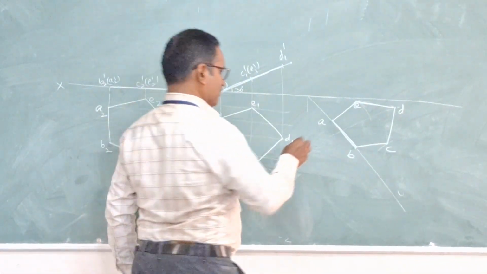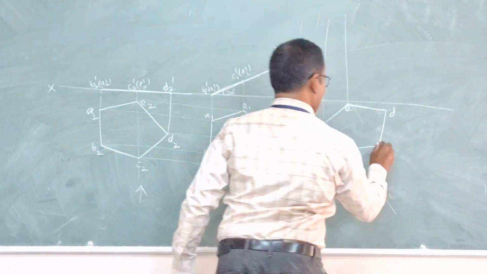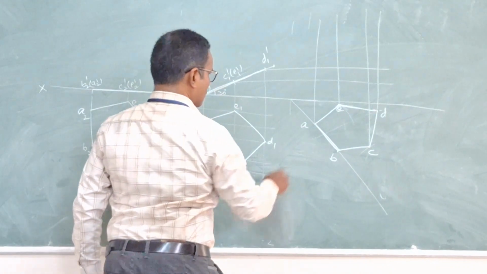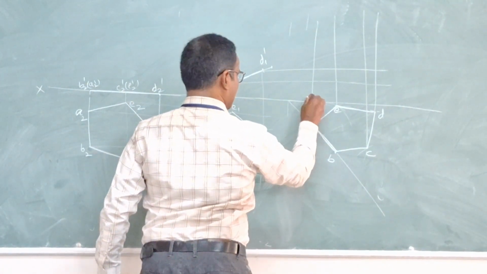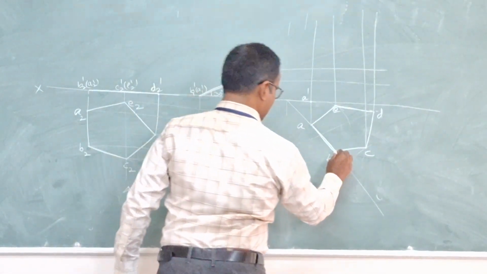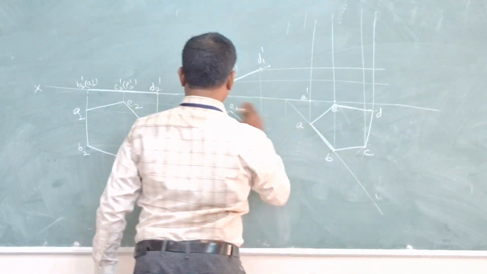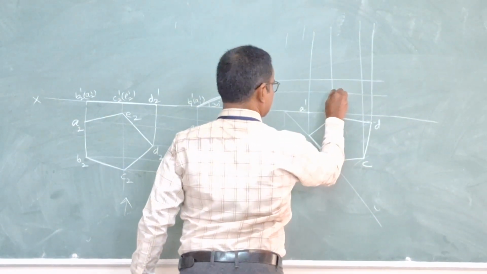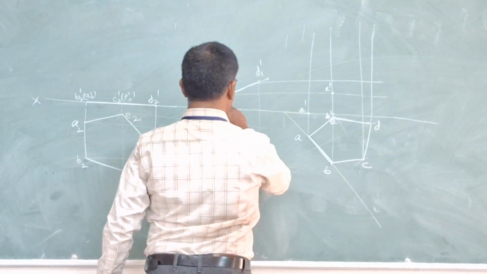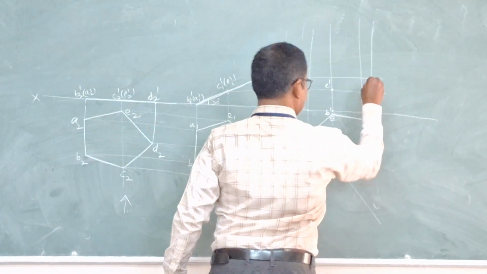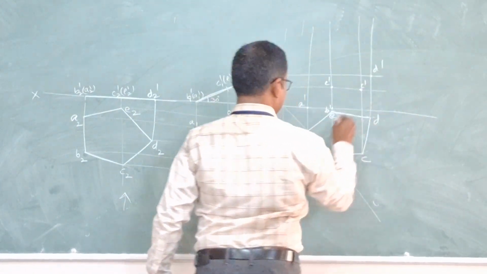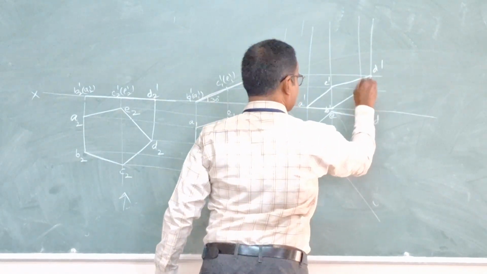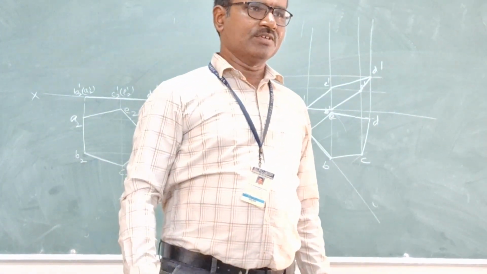Then you need to draw the final front view. So what is the next step? Now, where is the A? This is the A point, this is A dash. Next one is B. Where is the B? So this is B, B dash. And next, where is the E? Here. This is the E dash. Next, where is the C? This is the C dash. Next one is D dash. Now join AB and BC. This is the final front view of the given pentagon. Okay, friends.